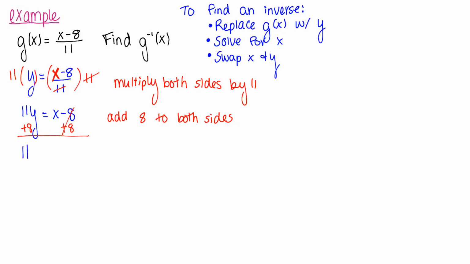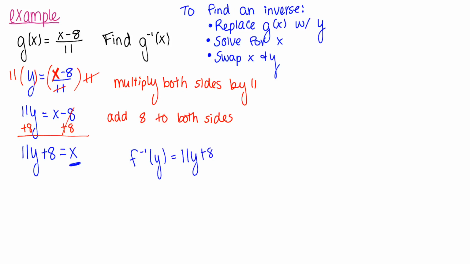So I get 11y plus 8, you can't combine those together, right? They're not like terms, is equal to x. You have now solved for x. We have x by itself. That's what it means to solve for x. So this is our inverse function right here. 11y plus 8 is our inverse function. So if we said f inverse of y, then the answer would be 11y plus 8.